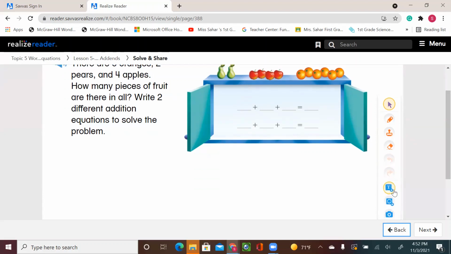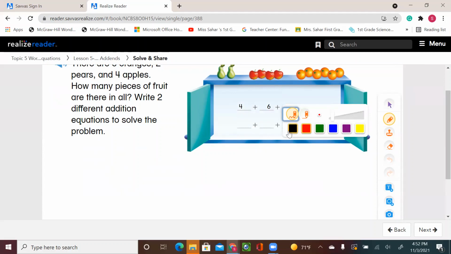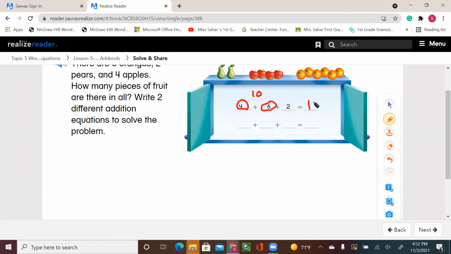So let me write this down first. So 4 plus 6 plus 2. All right, so 4 plus 6 plus 2. Now I know that 4 plus 6, I take these 2 numbers together, equals 10. I'm going to write here 10. And 10 plus 2 equals 12. Very good.